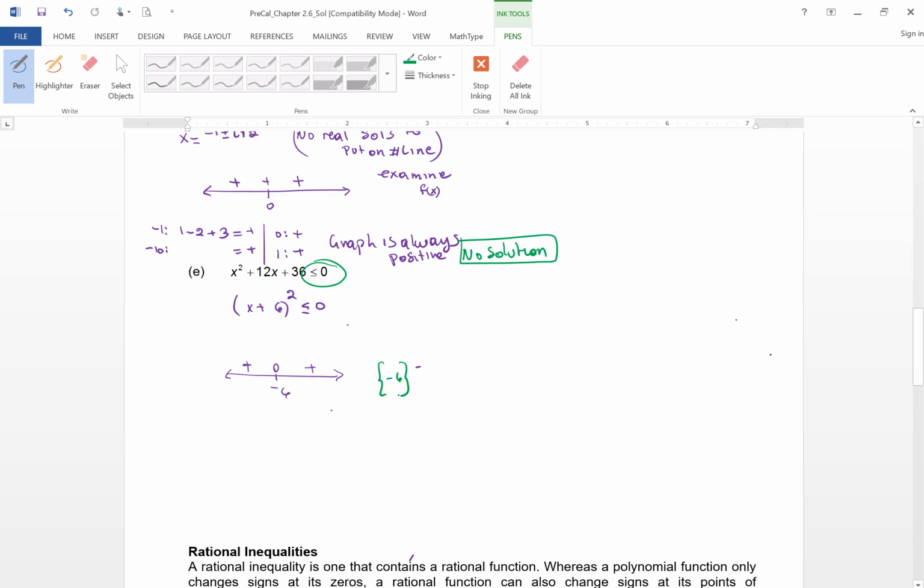We put it in curly brackets, or you could just say x equals -6. It's the same. Okay?